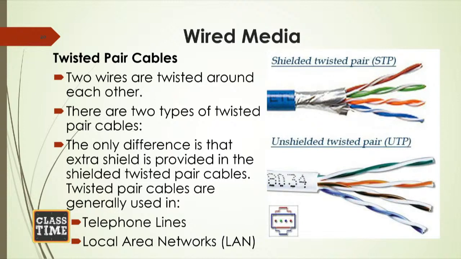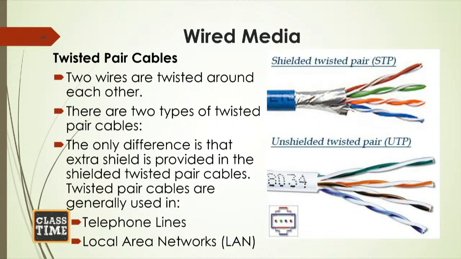Now let us look at twisted pair cables. Twisted pair cable is one of the wired media that was used regularly before we started moving on to the wireless. So in twisted pair cable, two wires are twisted around each other. Now you may say, why did we twist the wire like that? It's to keep out the noise and to keep out unwanted sound and other interferences from the communication process. So the wires are twisted together.